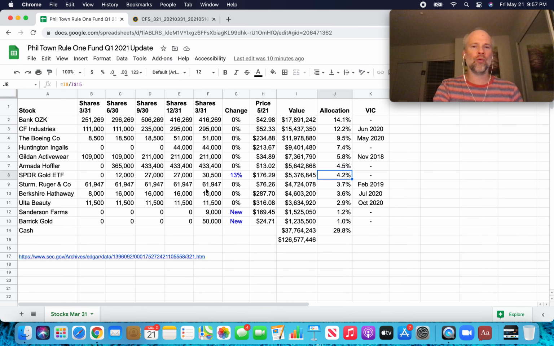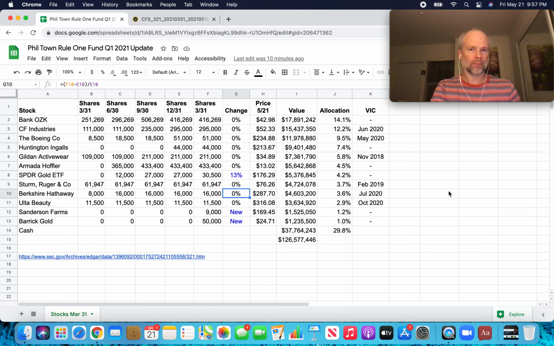Nothing for Sturm Ruger. Again, guys, Sturm Ruger, it's been showing up in the magic formula, okay? And there is a write-up in Value Investors Club from just over 2 years ago. Might be a good time to try to wrap your head around Sturm Ruger, if you're interested in that kind of a business.